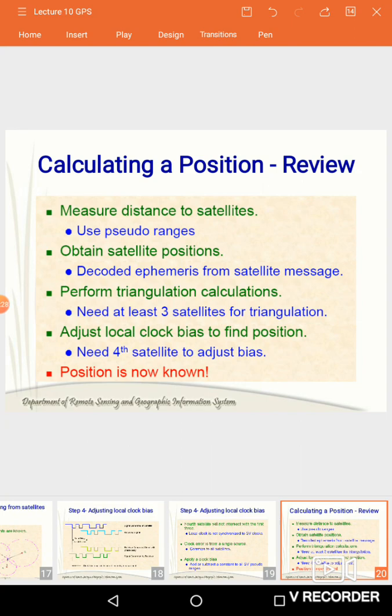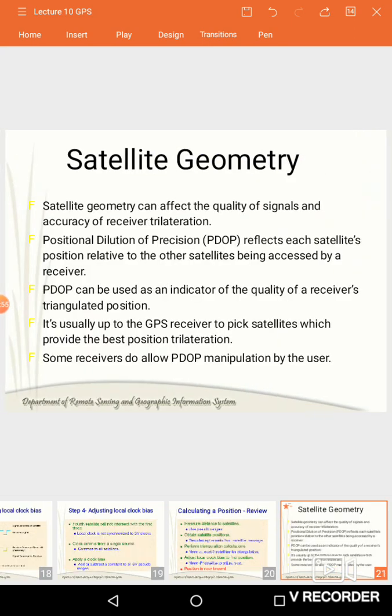This is the review of working principles of GPS. First we have to measure the distance of satellites. Second, we can obtain the satellite position. Third one is triangulation by calculating the position of three satellites. Fourth, we have adjustment of local clock bias to find the position.